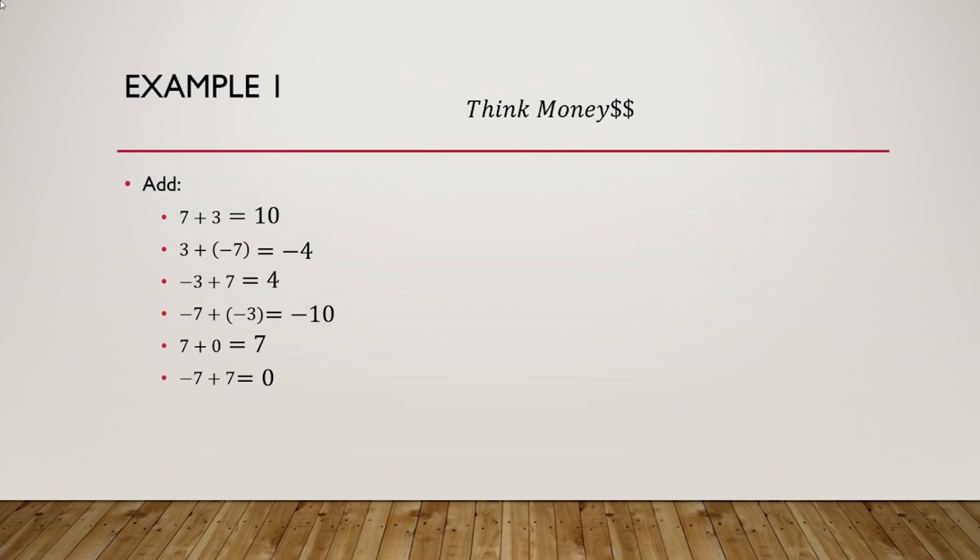Negative 7 plus negative 3, you're in debt $7. You lose $3 more dollars. Now you're in debt $10. Now these are hypothetical. We know that if you bounce a check or whatever, you're going to get additional fees or whatever. But anyways, so $7, you gain 0, you still have $7. If you're in debt $7, you gain 7. Now you break even. You're now at $0. I guess 0 is better than negative.